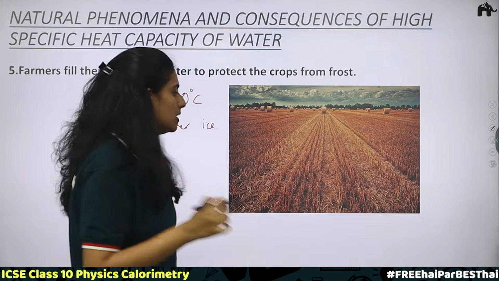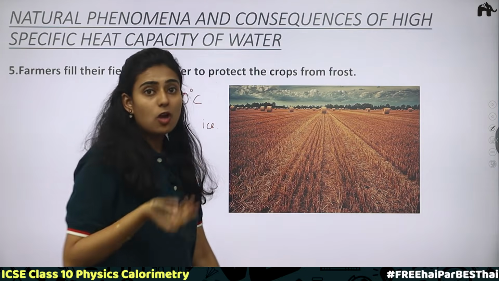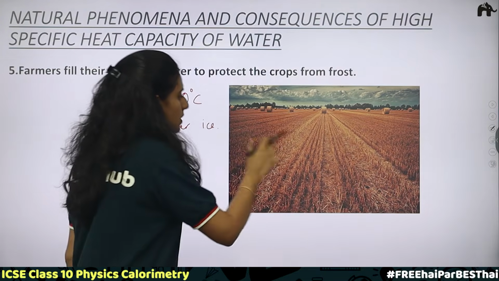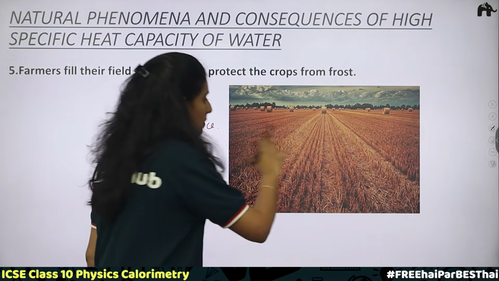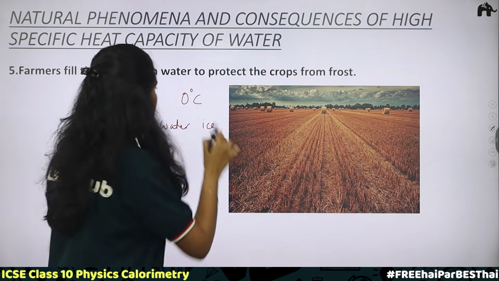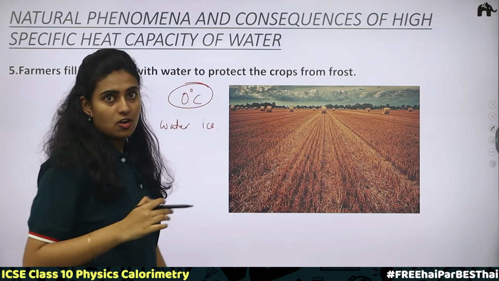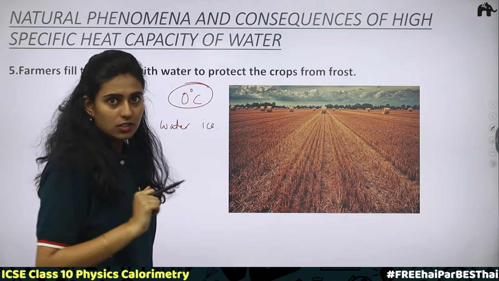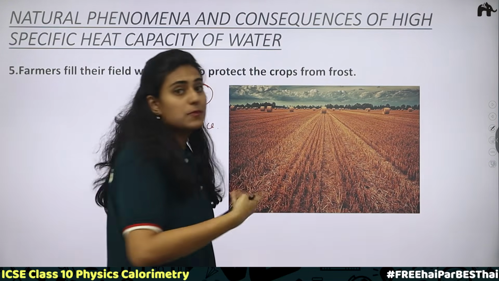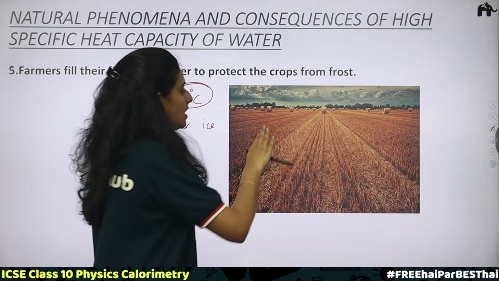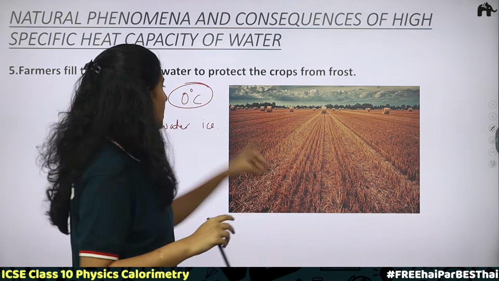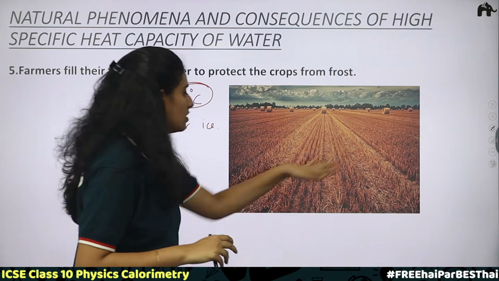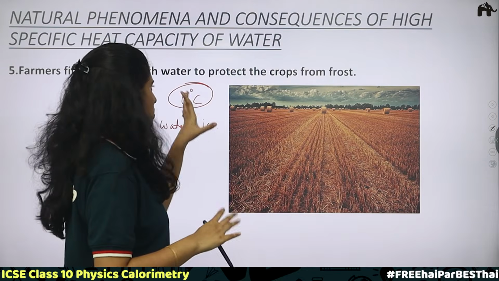Okay, the veins can get burst and the plant and the crop will get destroyed. So in order to prevent this, we have to maintain a temperature which is not 0 degrees Celsius. To do this, water is sprayed on the crops. So in the field, by spraying water, a temperature is maintained such that the surrounding temperature does not reach 0 degrees Celsius.